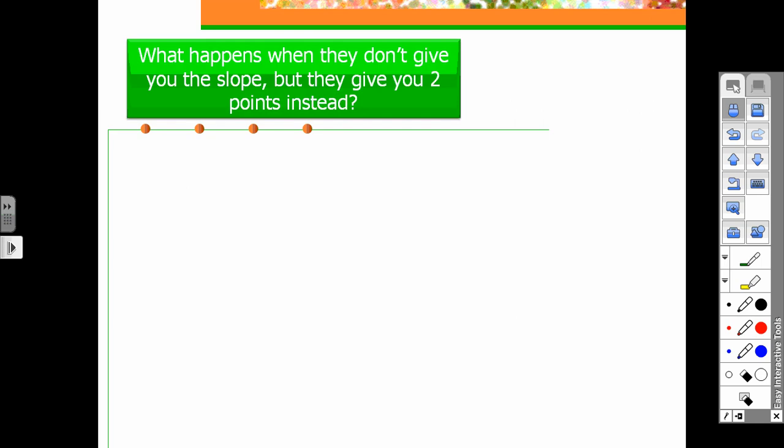Okay, so what happens when they don't give you the slope, but instead they decide to give you 2 points on the line? Well, if you remember, we do have a nice formula to calculate out the slope if we have 2 points. So the first step you're going to do is to actually just calculate out what your slope is using your slope formula. Okay? And then once you have that, then you can pick one or the other point, whichever one you want, and use it with the slope in your point slope form.